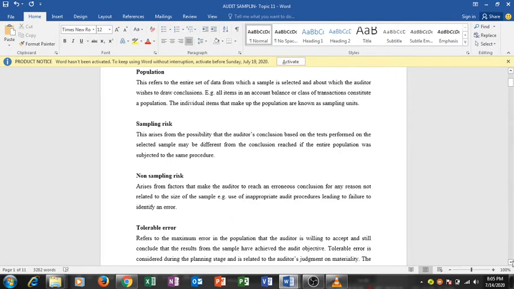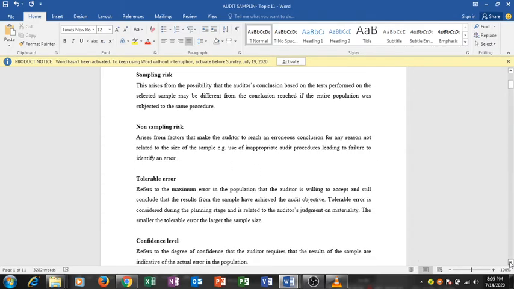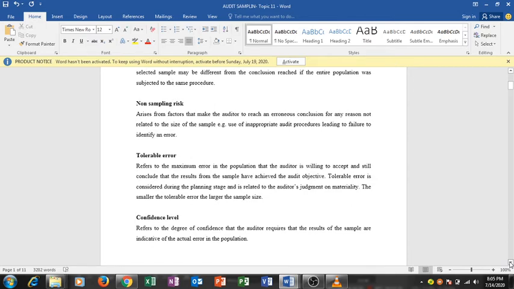Then we have the tolerable error. Remember, you can make an error when you are doing a test of less than 100. So if an error is actually within the limits, you can think of a case whereby you say, I'm going to make an error of maybe 1 to 20%. So the error which is between that range is actually known as the tolerable error.